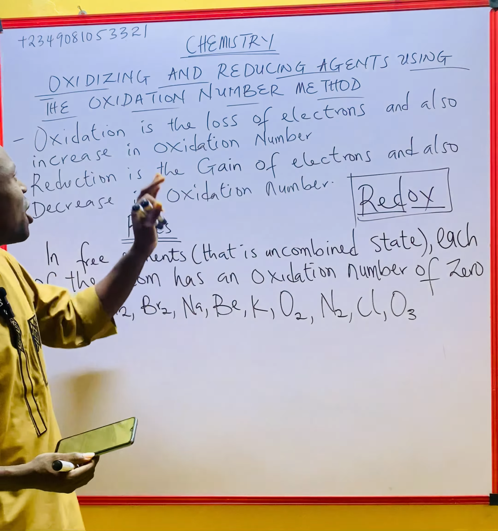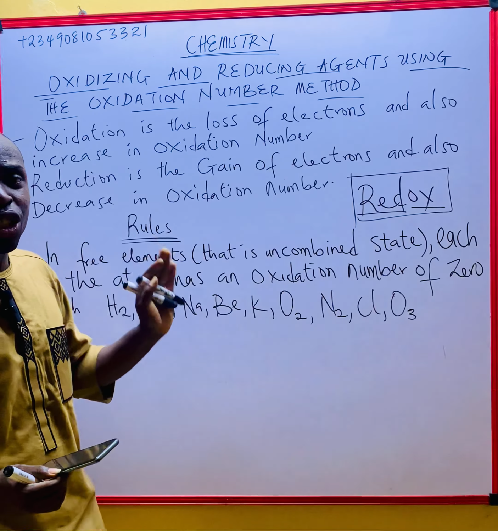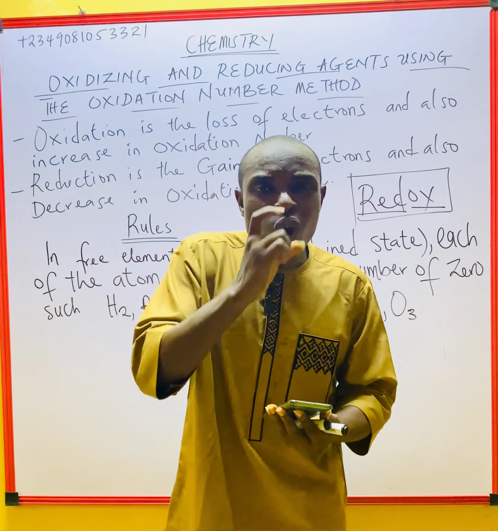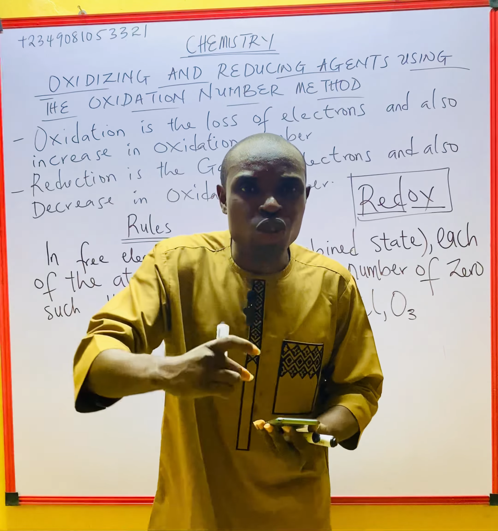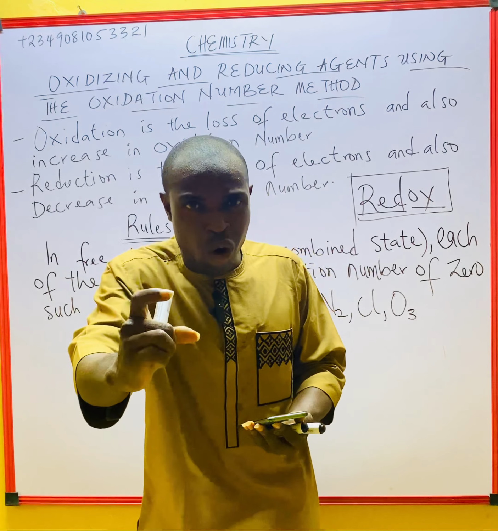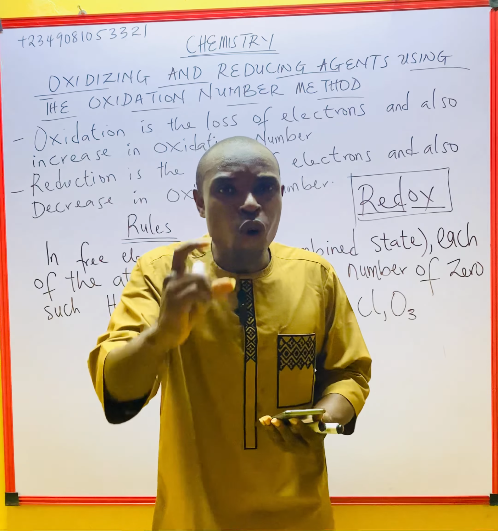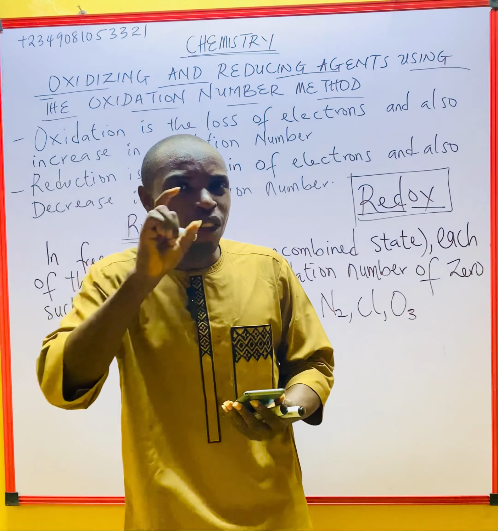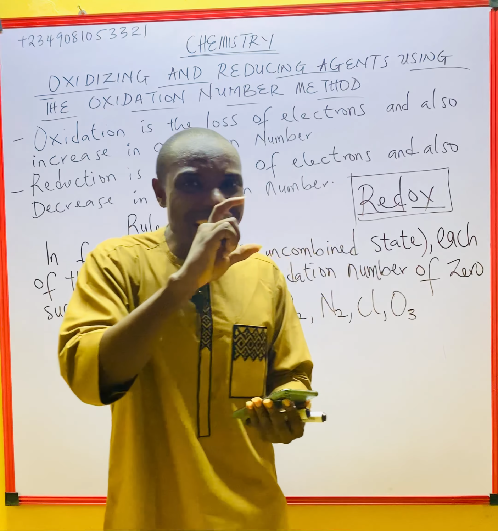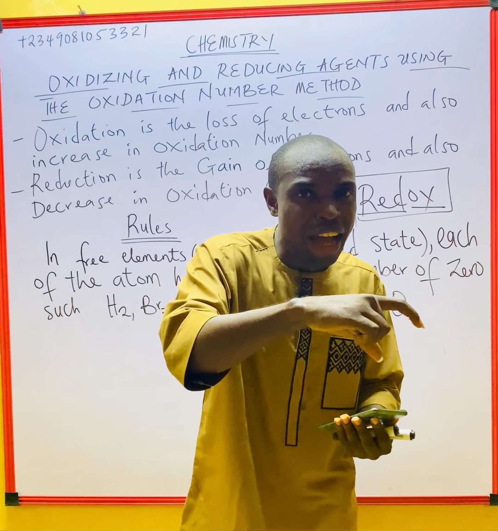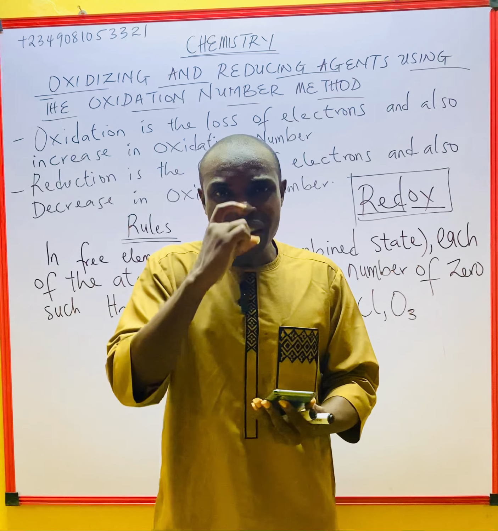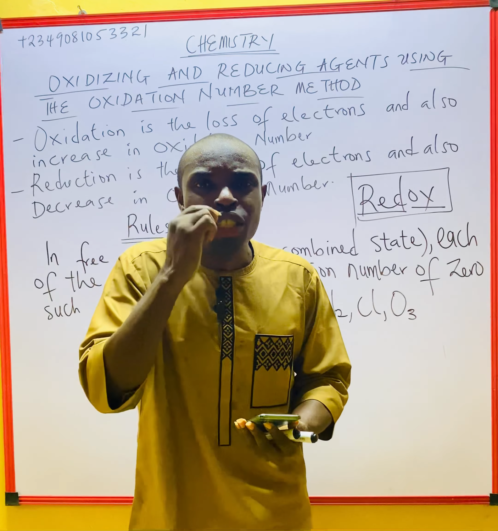Oxidation, first of all, simply means the loss of electron. So, loss of electron is called what? Oxidation. Now, listen. If there is a loss of electron for oxidation, there will be an increase in oxidation number. Take note, oxidation simply means an increase in oxidation number and also a loss of electron. The reverse is the case for reduction.